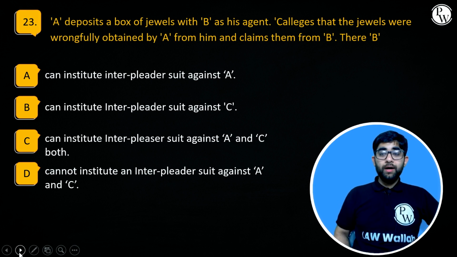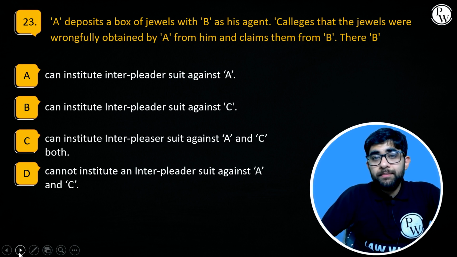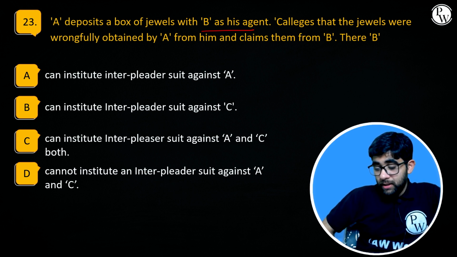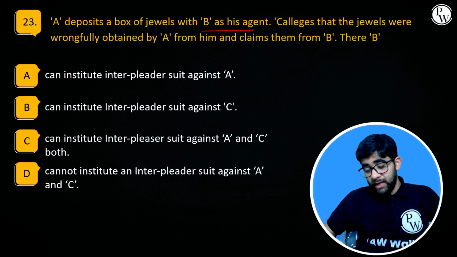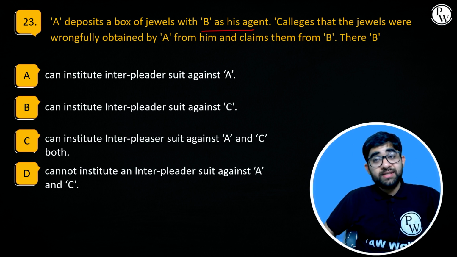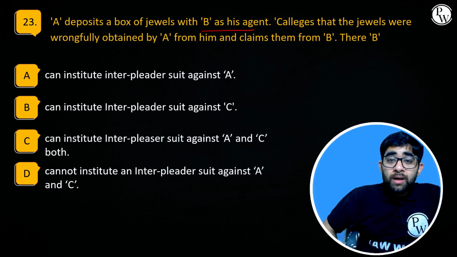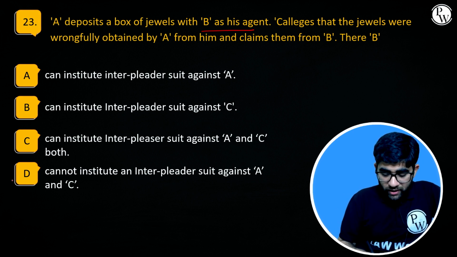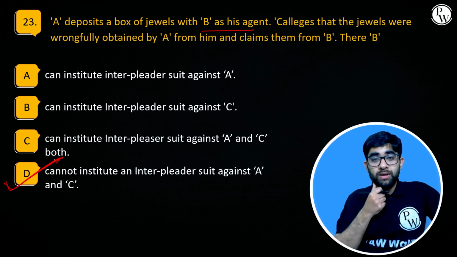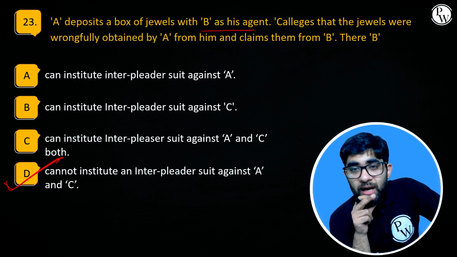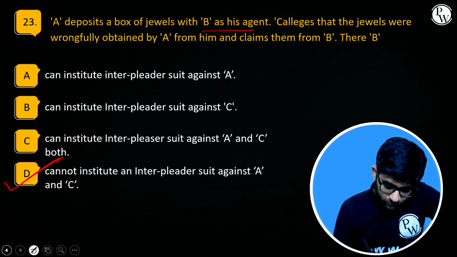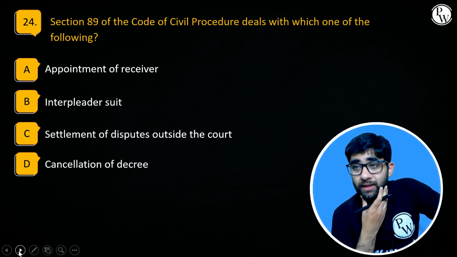Next, 23rd. A deposits a box of jewels with B as his agent. C alleges that the jewels were wrongfully obtained by A from him and claims them from B. There B can institute an interpleader suit against A, against C, or against A and C. Both cannot institute an interpleader suit against A and C. Cannot institute. An interpleader is where you have no interest, right? A deposited a box of jewels with B as his agent. Jewels were wrongfully obtained by A.